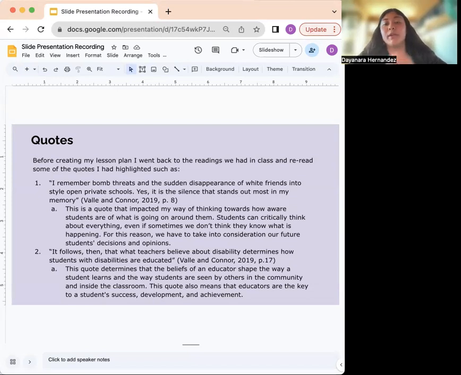My second quote is, it follows then that what teachers believe about disability determines how students with disabilities are educated. This quote determines that the beliefs of an educator shape the way a student learns and the way students are seen by others in the community and inside the classroom. This quote also means that educators are the key to a student's success, development, and achievement.